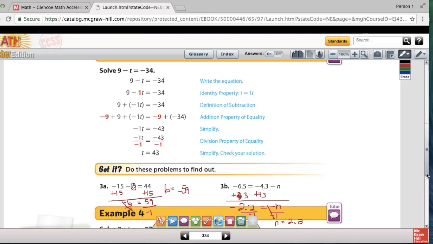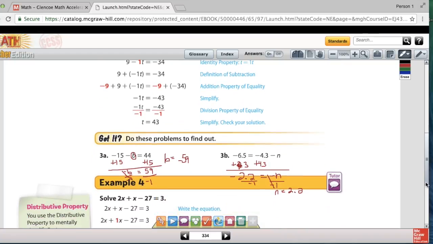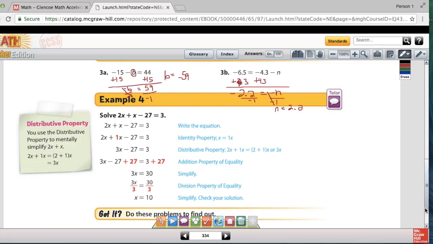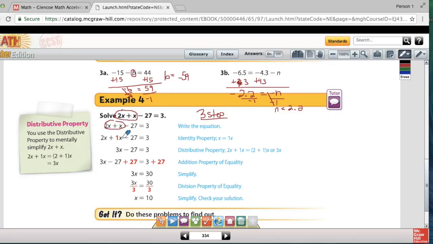All of those basic skills of negative and positive numbers are coming back, and that's why it's really important to keep on practicing that. So on example 4, we actually have combining like terms. So going back to last chapter where we're combining like terms. So I would technically call this a 3-step equation because there's 3 steps. Step number 1, combine like terms. Step number 2, add 27 to both sides. And then step number 3 is to divide by 3. So I call that a 3-step equation.